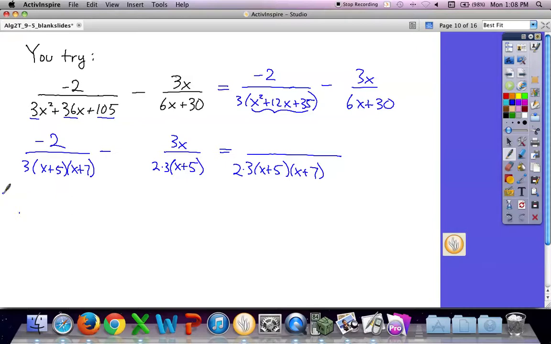Okay, now we need to multiply this first fraction. What do we need to multiply so that it has the common denominator? Well, it's only missing this 2 in this denominator. So let's multiply times 2 over 2. And this fraction is missing the x plus 7, right? There's an x plus 7 here, but there's no x plus 7 here. So let's multiply by x plus 7 over x plus 7. Okay, now they have the same denominators, even though the multiplication is in a different order. It's all the same denominator.